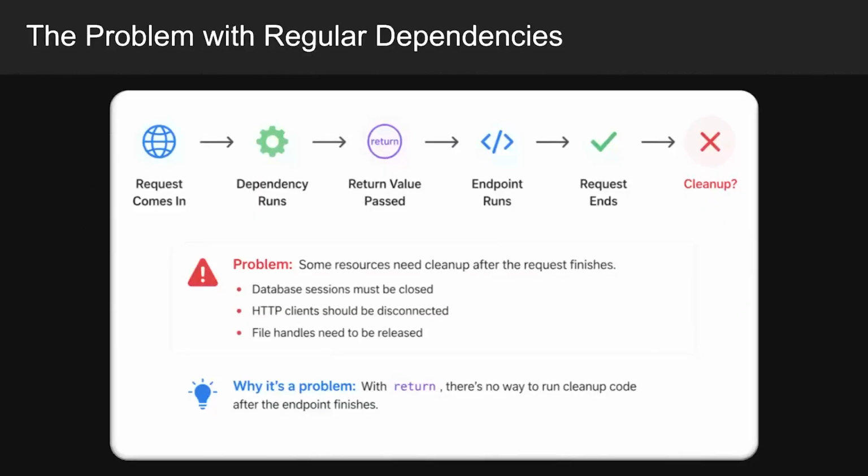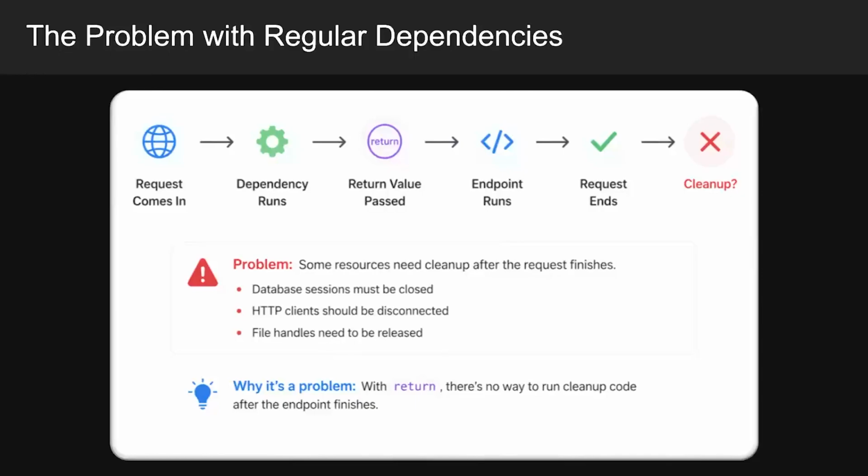Look at the flow diagram on the screen. Request comes in, dependency runs, return value is passed, endpoint runs, request ends, and then cleanup, with a big red cross. That's the problem. A return-based dependency is done the moment it returns. Once it hands the value to the endpoint, it has no way to run any code after the endpoint finishes. But some resources need exactly that.